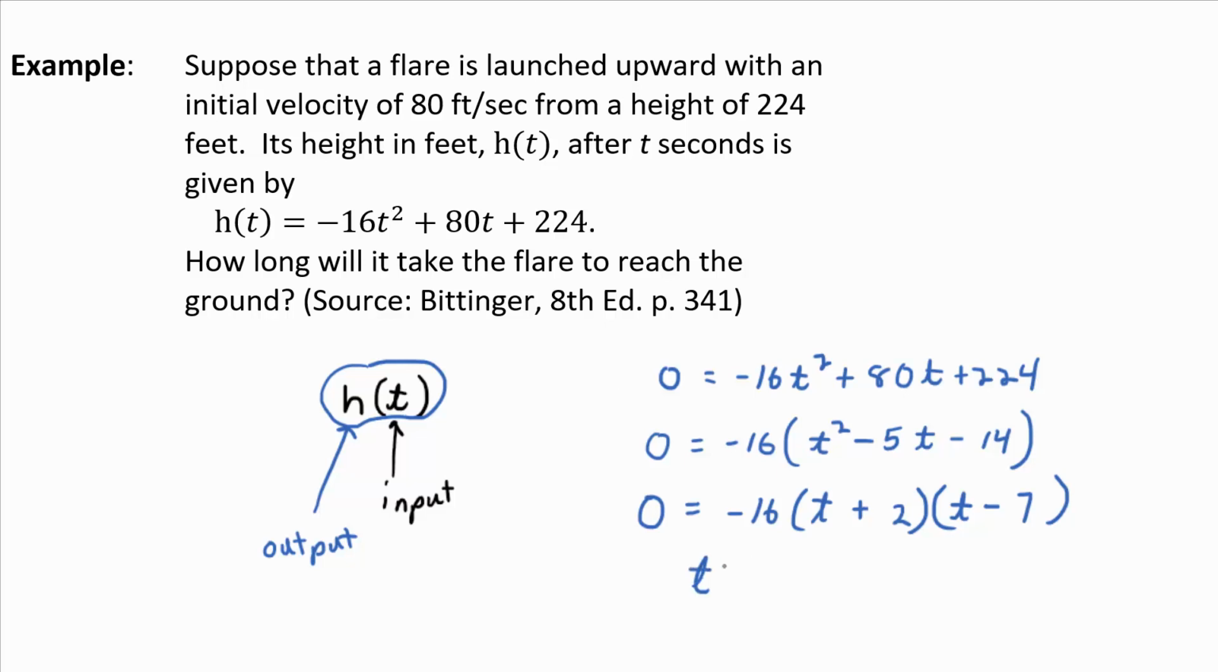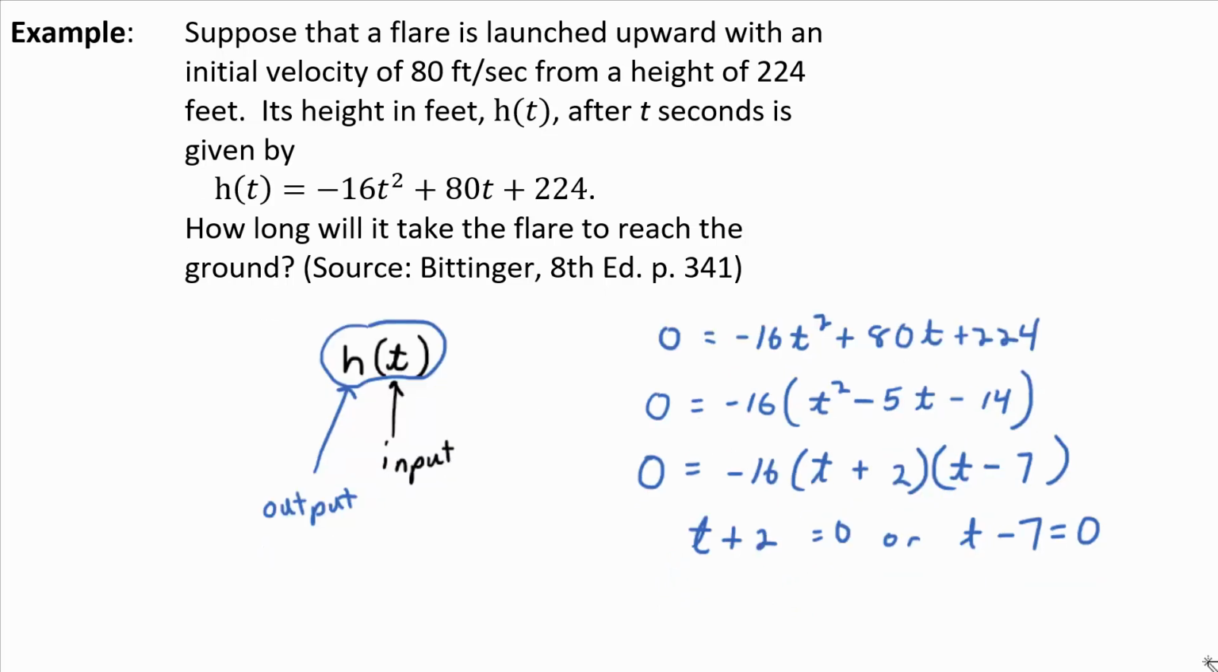Set the non-constant factors equal to 0. So either t plus 2 equals 0 or t minus 7 equals 0. I guess I don't need these parentheses here and here. What do you get for, well, you get two answers initially. What do you get? T equals negative 2 or t equals 7.